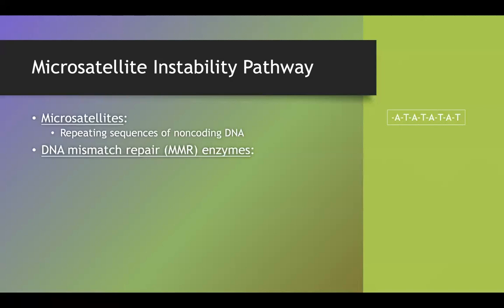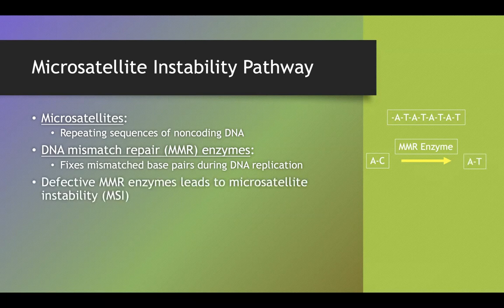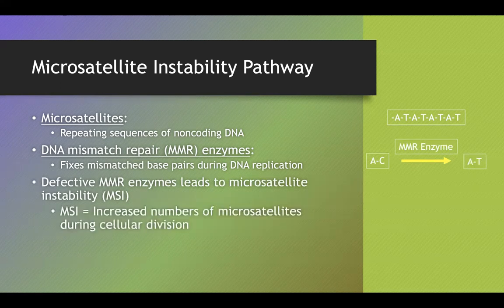DNA mismatch repair enzymes are important to know because they can fix mismatched base pairs when DNA replicates. Let's say you have an A paired with a C; that adenine should not bind to cytosine. The mismatch repair can say, wait a second, let me fix that, and it'll fix it. If you have defective mismatch repair enzymes, that can ultimately lead to microsatellite instability. Microsatellite instability is basically just stating that you have increased numbers of microsatellites during cellular division.